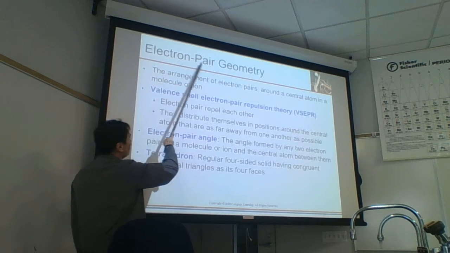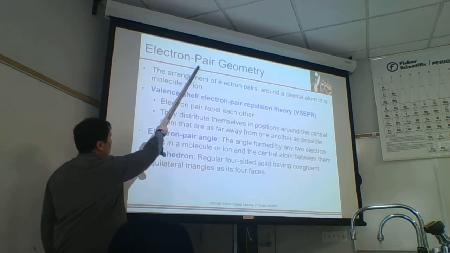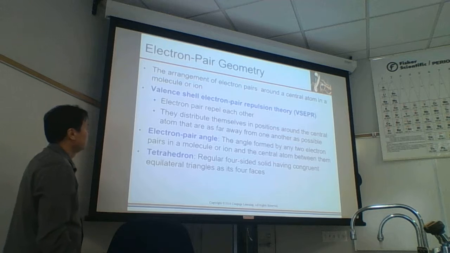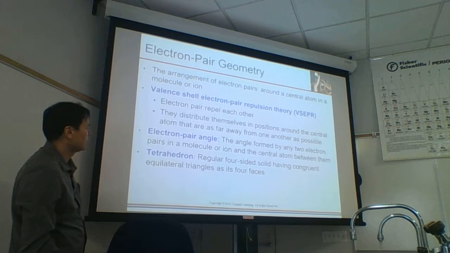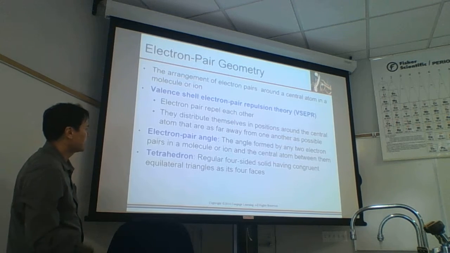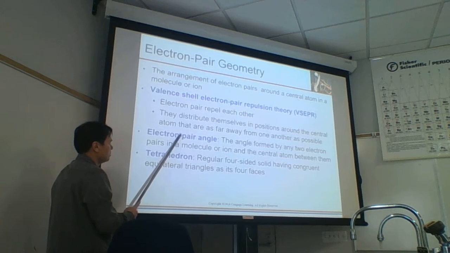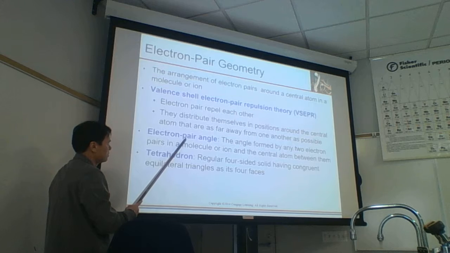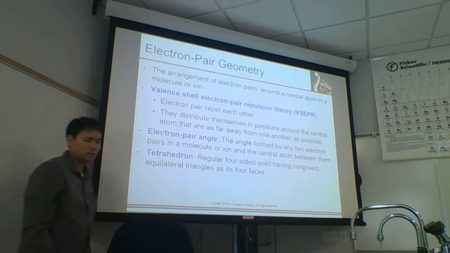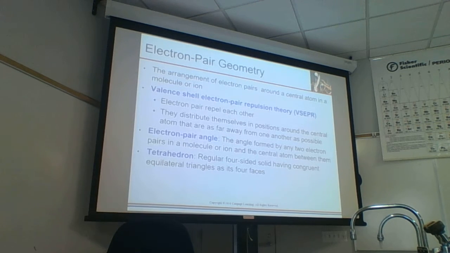So we're going to start off with electron pair geometry. Pair shouldn't be here. When we think about a pair, we think about two. But this pair means just a group of electrons. So electron pair, don't take it so literally. A pair is just a group of electrons. So let's take a look at what that means in the next slide.